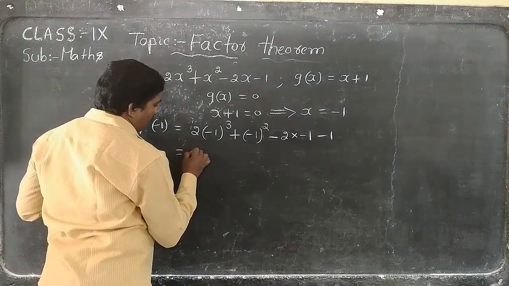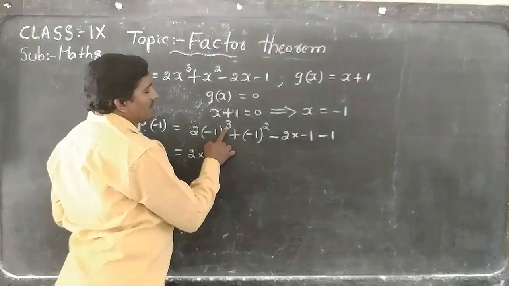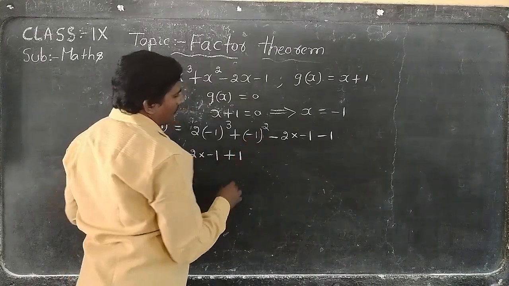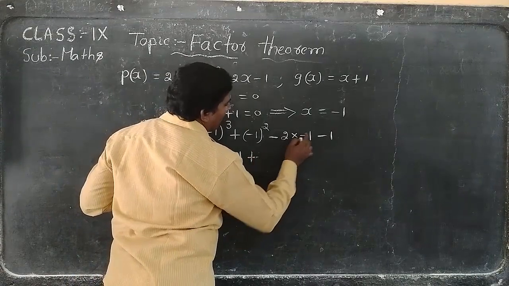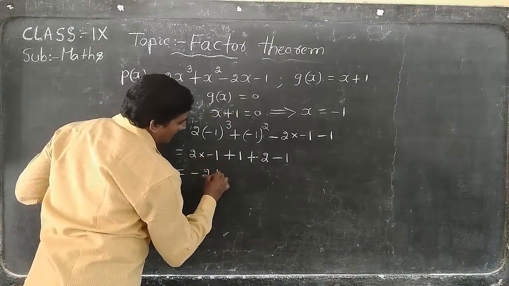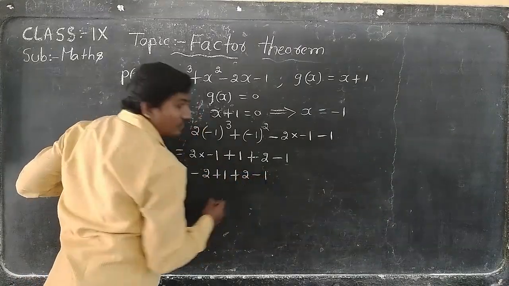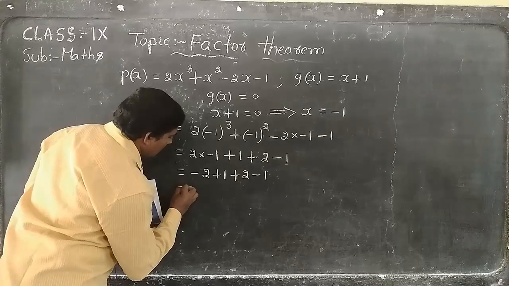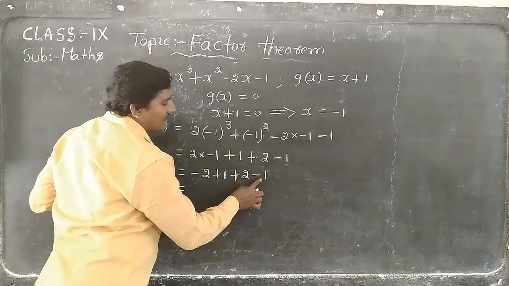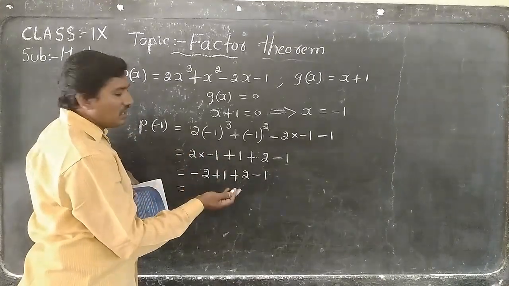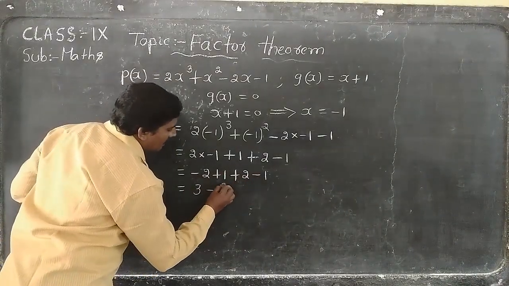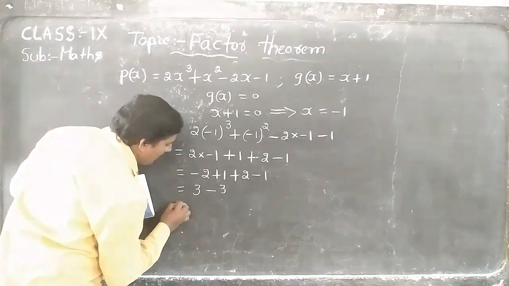Okay, see, check 2 into minus 1, the power is an odd number, then minus 1, plus the power is an even number means 1. Minus into minus plus 2. So 2 into minus 1 is minus 2, plus 1, plus 2, minus 1. We should add both positive, both negative. So 2 plus 1 is 3, minus 2 minus 1 is minus 3. Same number, plus 3 minus 3 means we will get 0.